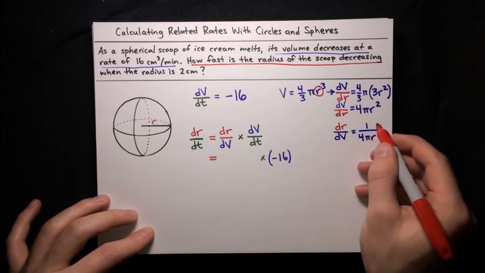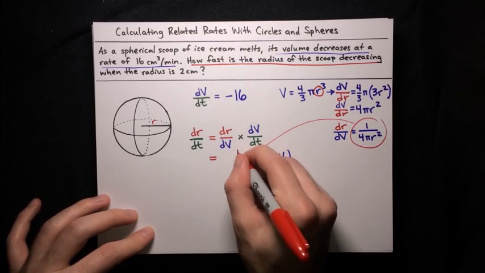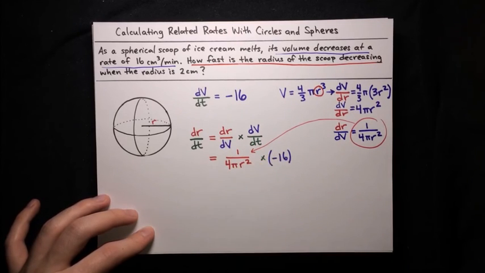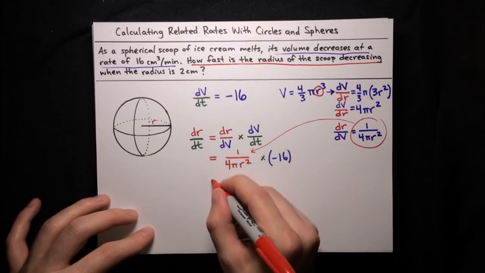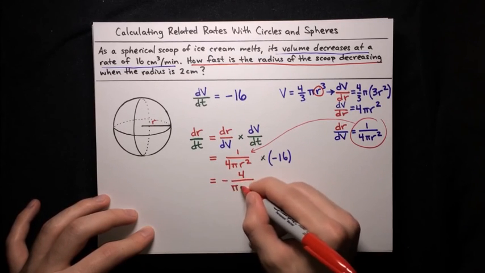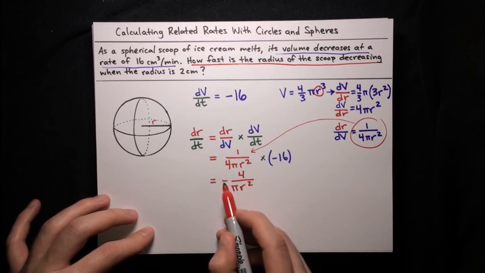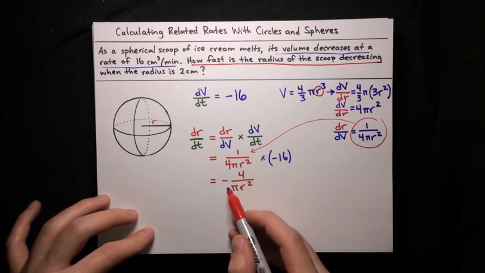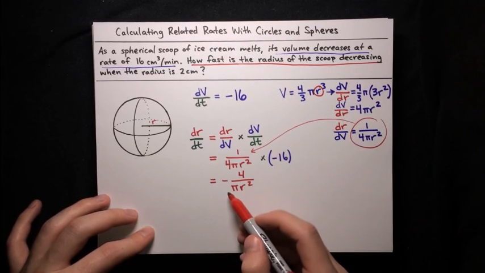So now we'll take that 1 over 4 pi r², plug it in for dr/dv in our expression here. So that's 1 over 4 pi r². Now let's just go ahead and simplify a little bit. So -16 over 4, that's just -4. So this is -4 over pi r². And we can kind of tell that we're on the right track because there's a negative sign that popped out. And the negative is going to be on a positive expression here. So that means our entire answer will be negative. And that's what we want because we know the radius of the scoop is decreasing. So a negative result will make perfect sense.